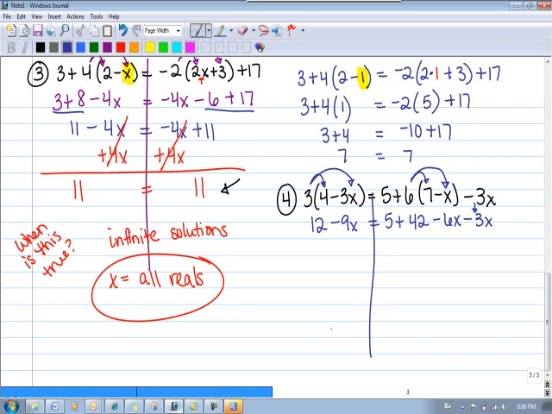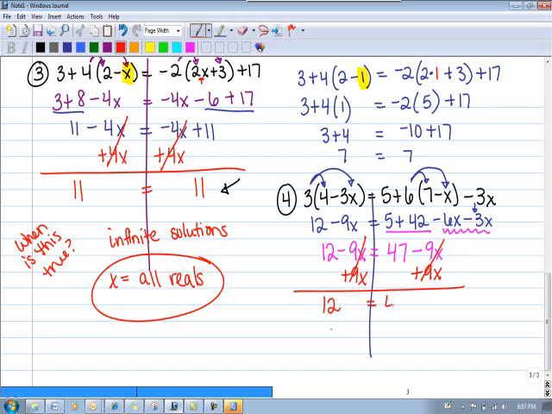And then we're going to go ahead and we're going to collect like terms. So on the left-hand side, we don't have any like terms, so it's 12 minus 9x equals. On the right-hand side, we have 5 plus 42, which is 47. And negative 6x minus 3x is negative 9x. Okay, then we're going to move all of our variables to the left. So I'm going to add 9x to get it off the right side. And check that out. When I add 9x to both sides, they subtract out. And so I have on the left side 12, on the right side 47.